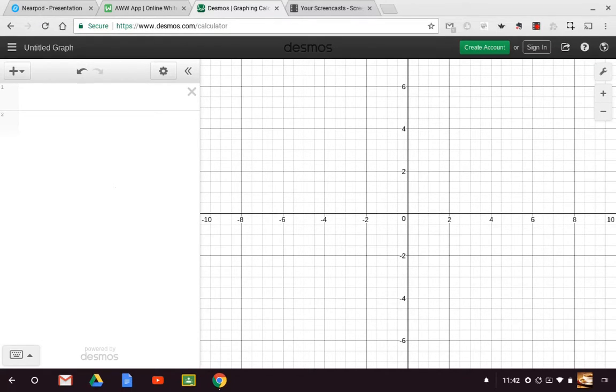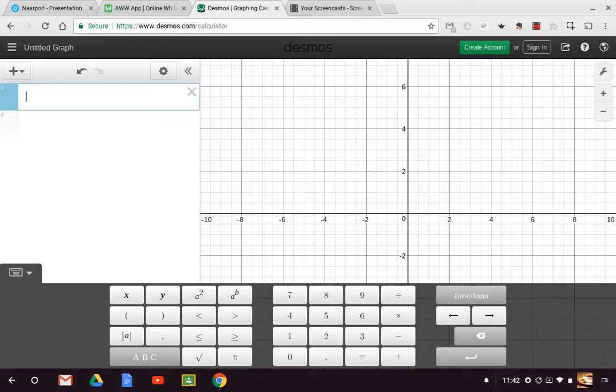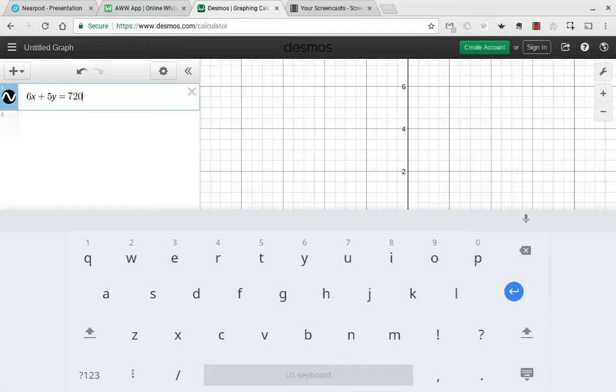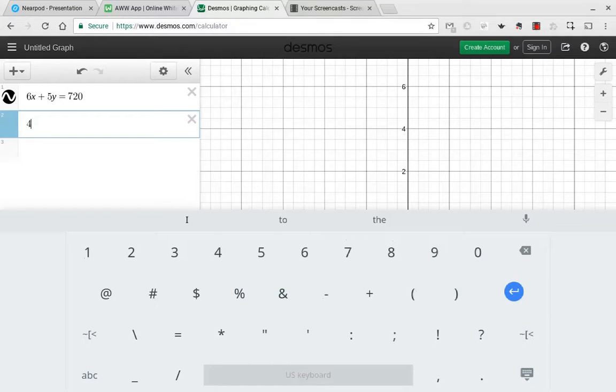We've opened a new Desmos screen, and now we need to type in our two equations. The nice thing about Desmos is we can type them in exactly how they are. We don't have to put them in y equals mx plus b form or anything like that. So I'm going to do 6x plus 5y equals 720 for my first equation. And then for my second equation, I'm going to do the 4x plus 2y equals 400.